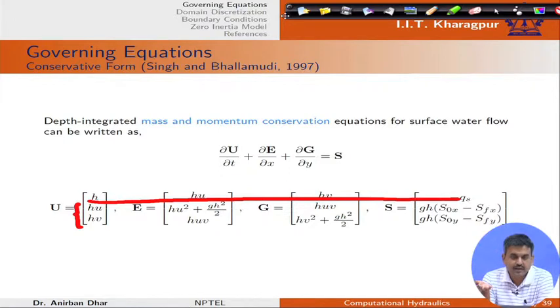Obviously, if we want to consider the variation in z direction, you have to consider the full scale Navier-Stokes equation, but this is a depth integrated equation, that is why we are not considering the variation within our system.